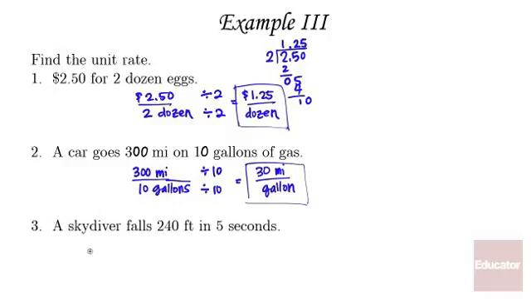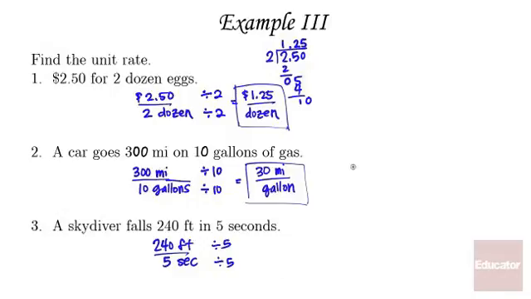A skydiver falls 240 feet in 5 seconds. So 240 feet every 5 seconds. So how many feet per second? Okay, so 1 second. Divided by 5, divided by 5.